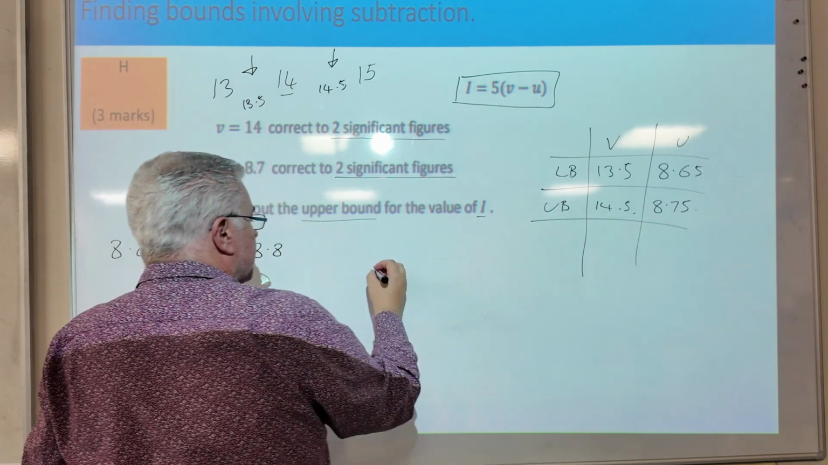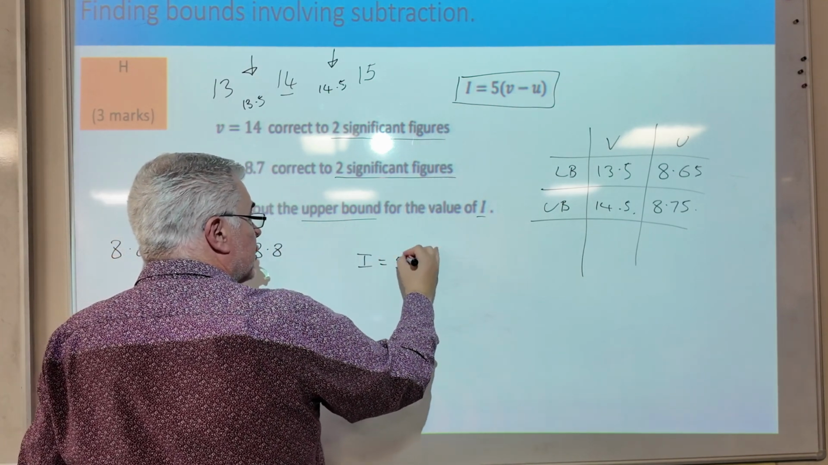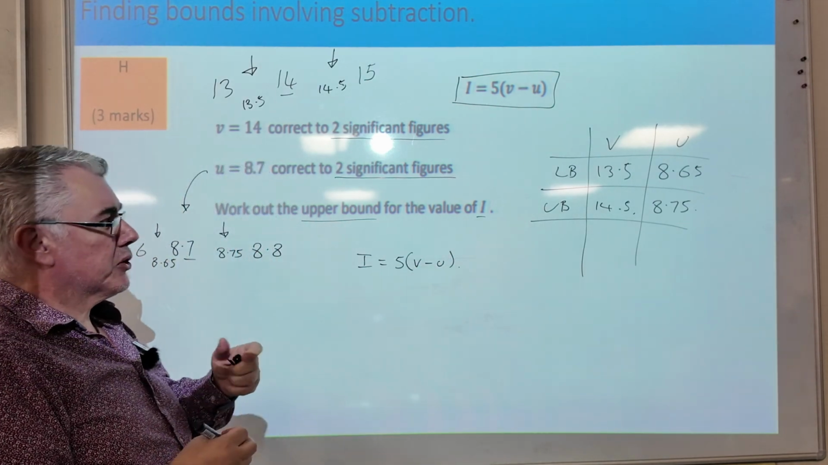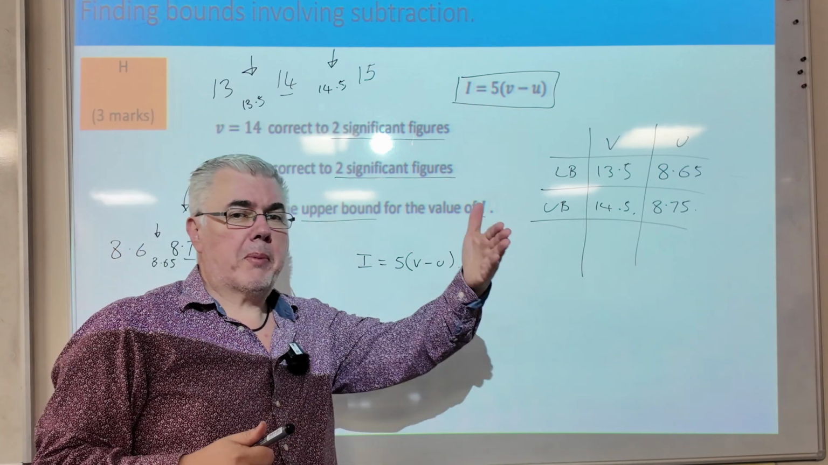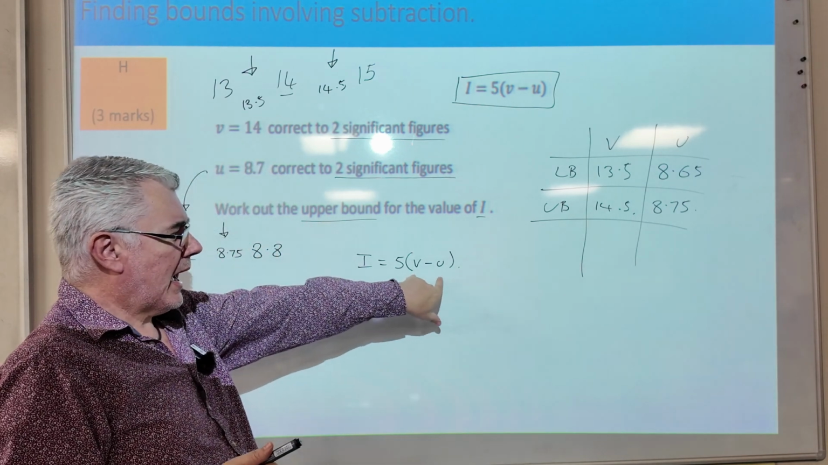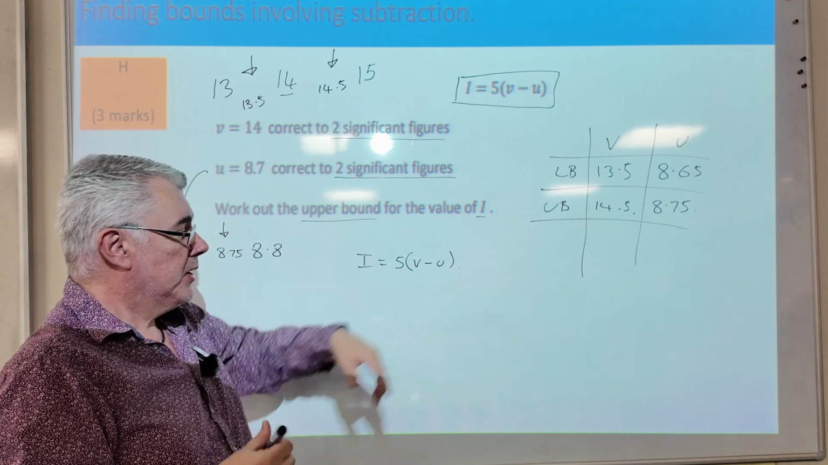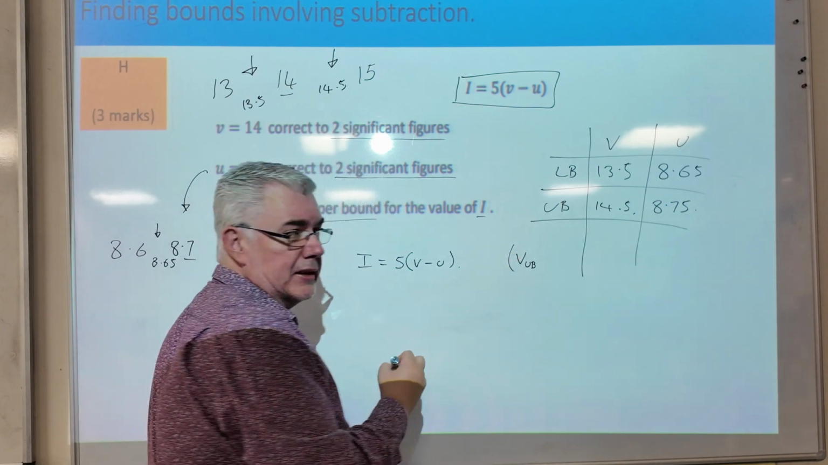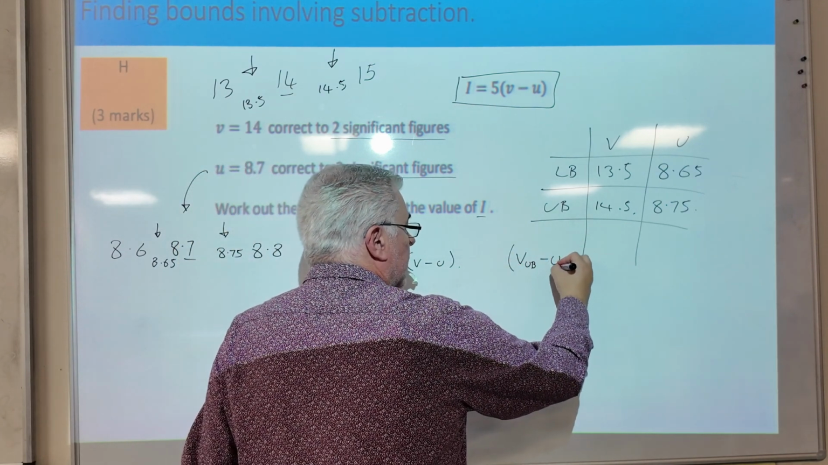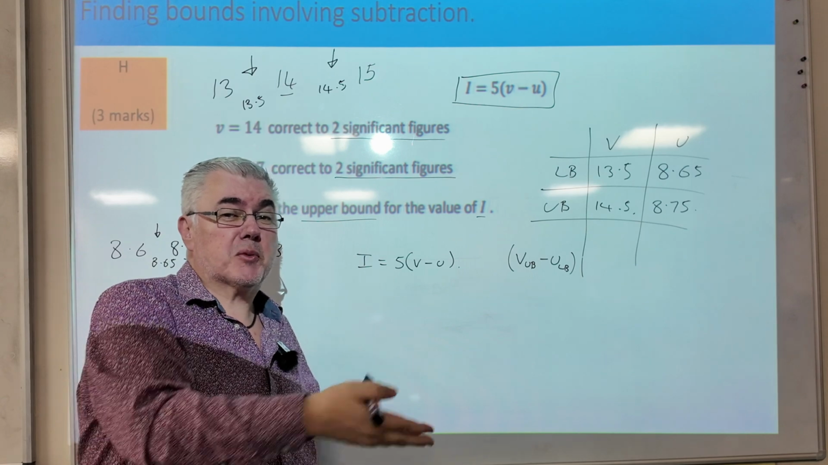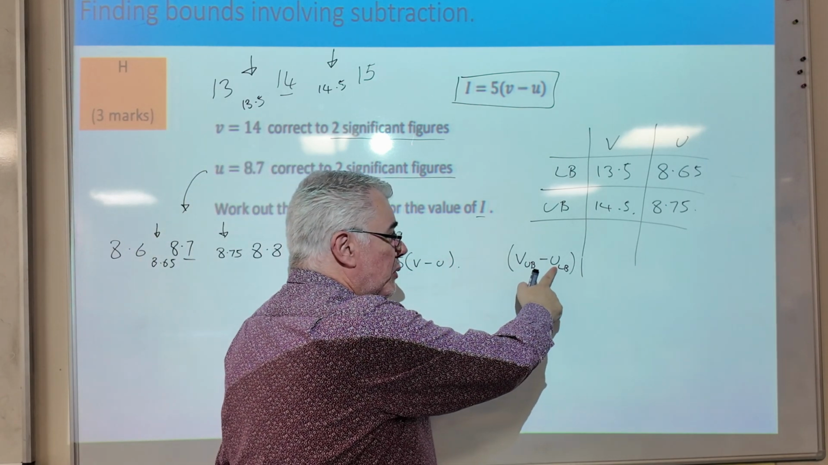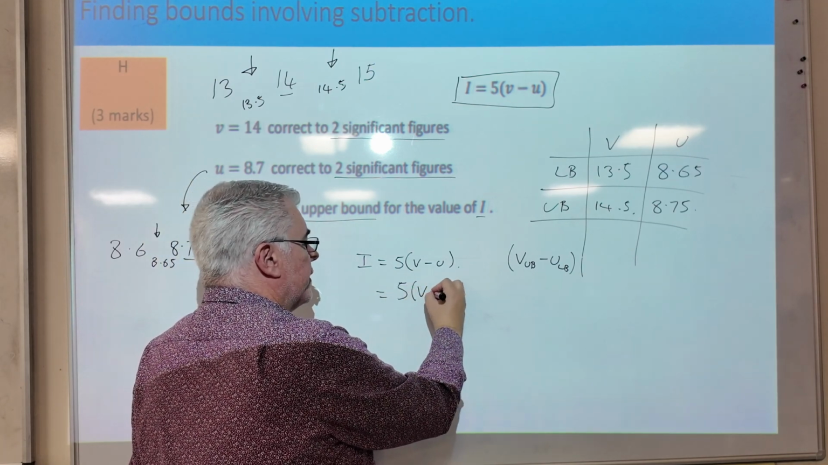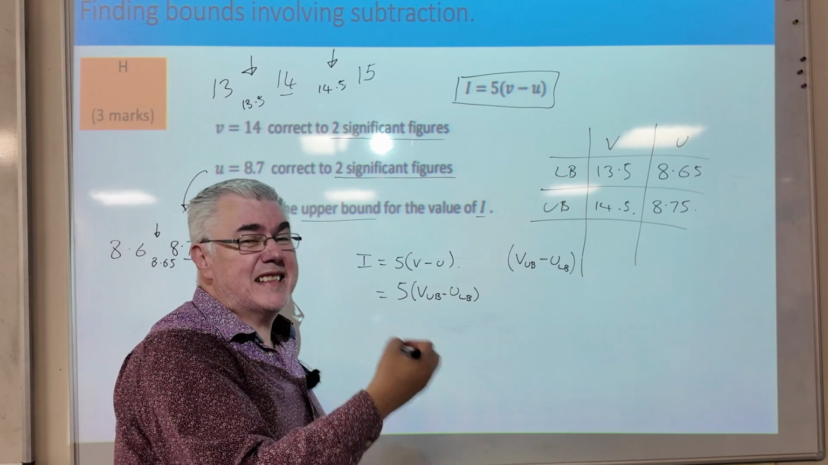I want this to be as high as possible. We want the upper bound. What is the greatest possible value this could be? We need to think about it a bit logically at this point, because so far they've all been a case of either all upper or all lower. I want this to be as high as possible. And if you think about it logically, if I take the V as the upper, the greatest value, but I take the U as the lower, I want to take as little off as possible because I want to keep the answer as high as possible. I need to take a small amount off. So I'm going to do 5 lots of the V upper bound, the biggest possible, take it off as little as I possibly can.